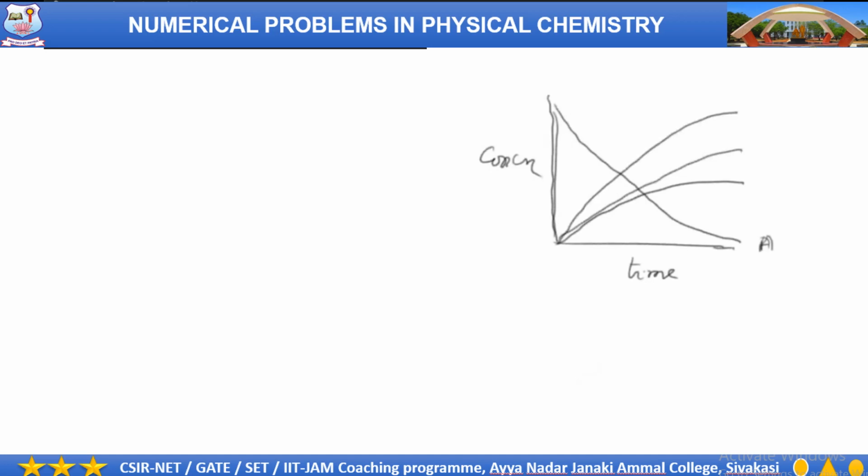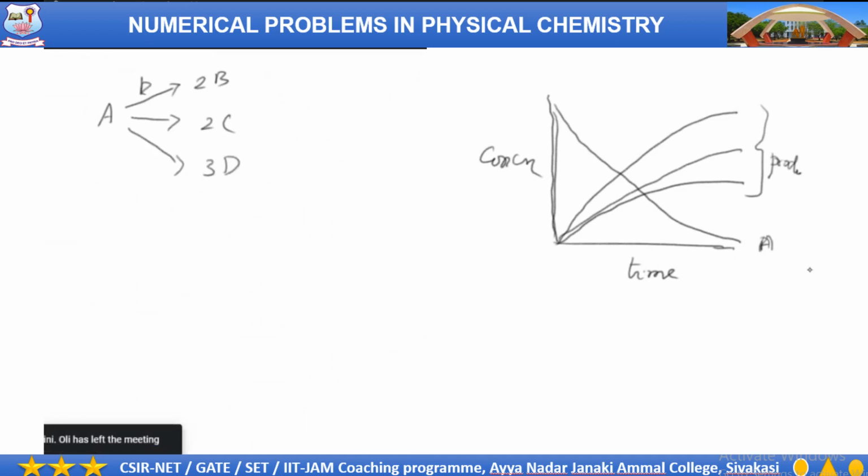These are all due to product. If two products are formed, you will get two curves. If three products, three curves, and so on. For the given problem, I have given a problem A to B, then C, then D, etc. And some K1, K2 are given.